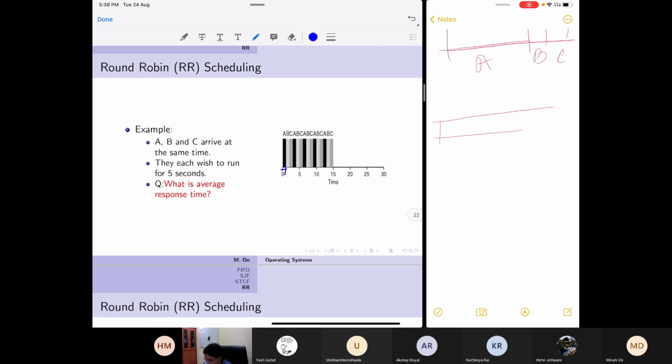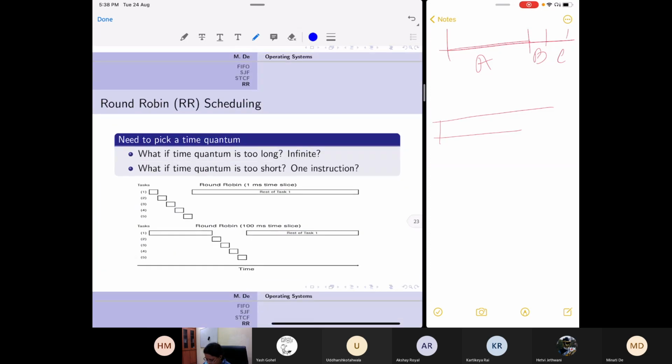So you can see after A, B, C, A again got a chance, right? If some job is finished, then you don't need to give it again. But if it is not finished, it will come again in the round robin fashion. Okay, this is also a very natural algorithm, right? With respect to average response time, this algorithm works very nicely.